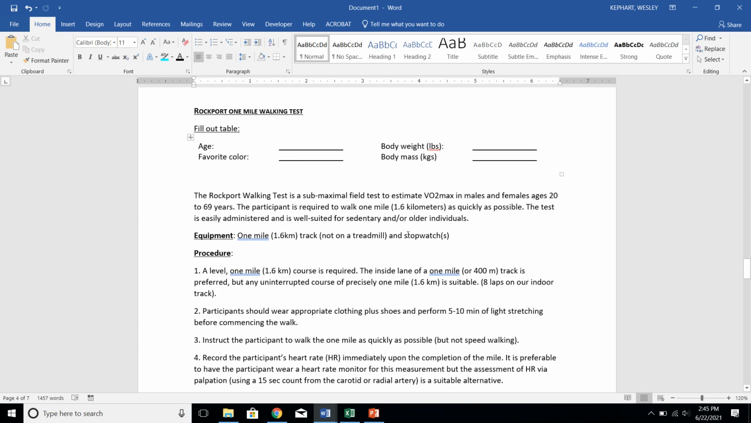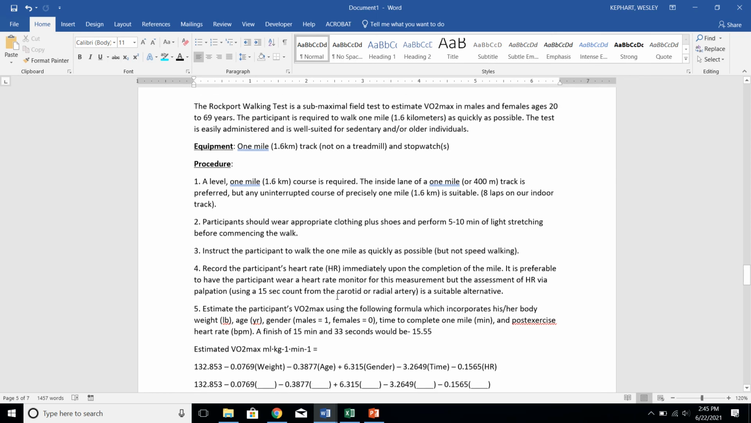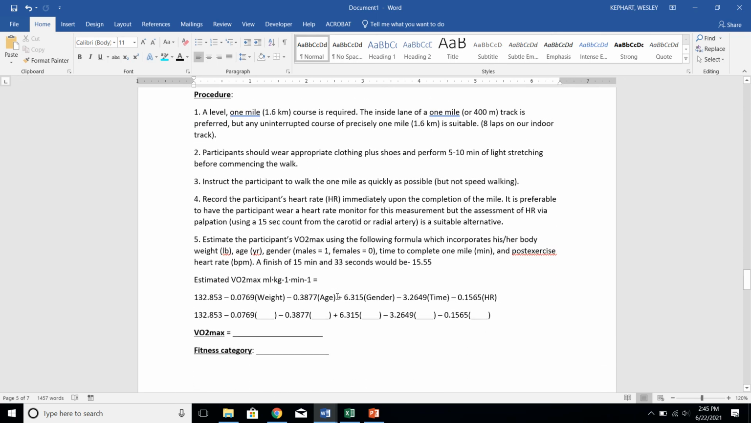This next one, pretty easy test actually. Rockport 1 mile walk. So instead of 1.5 miles, all you have to do is walk 1 mile. Read all of these things. Really, pretty much all you need to do is walk 1 mile, fill in the totality of this equation, and take your heart rate immediately upon completion. That's about all you really need to do. You also need to measure the amount of time it took you to walk the 1 mile.